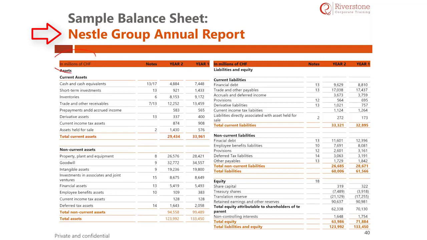First of all, the numbers are in millions and have been expressed in Swiss francs. For this company, we have removed the year. We have only kept year 2. Year 2 implies the current year and year 1 the previous year.